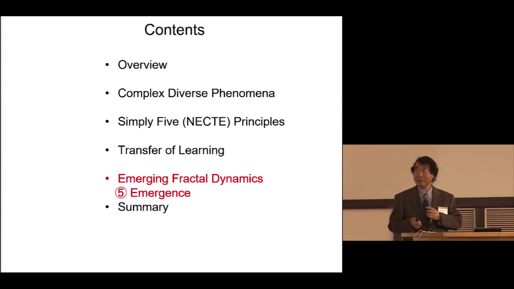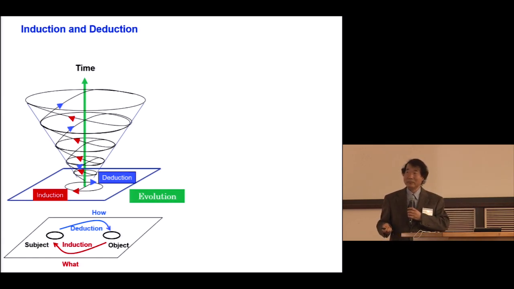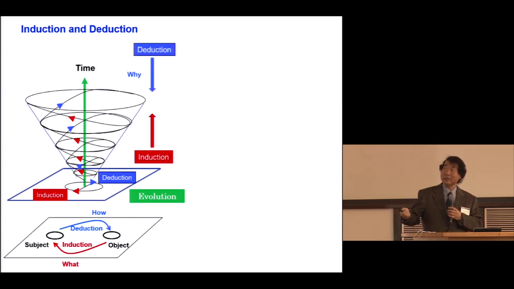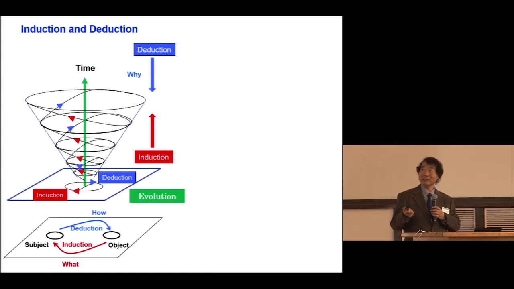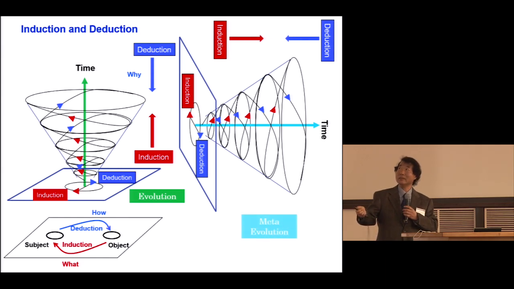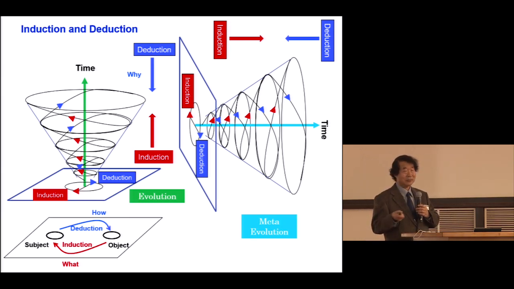Now going into emerging fractal dynamics. As we already know, self-non-self circulation leads to spiral-like patterns. As a result, a meta-level new dimension of deduction and induction appears, but at this time, a new kind of spiral appears in this direction. Again, we may have deduction and induction. Originally, this is evolution, and the emerging axis is meta-evolution, and so on. This means that starting only from a simple relationship, we may have infinite fractal nature.